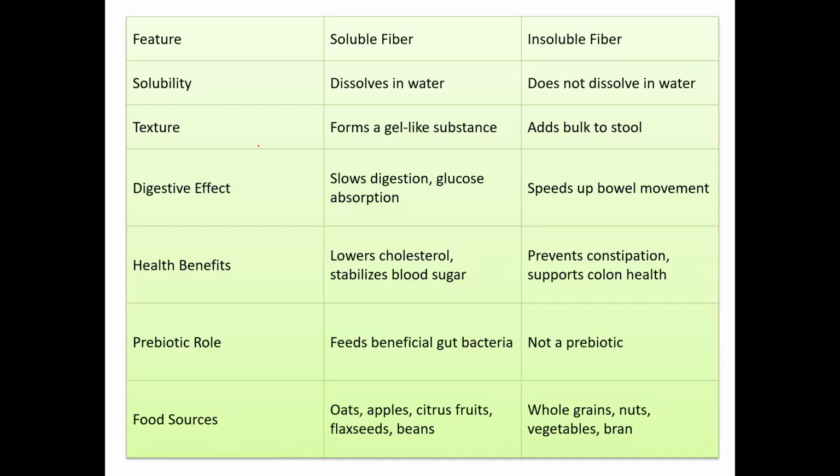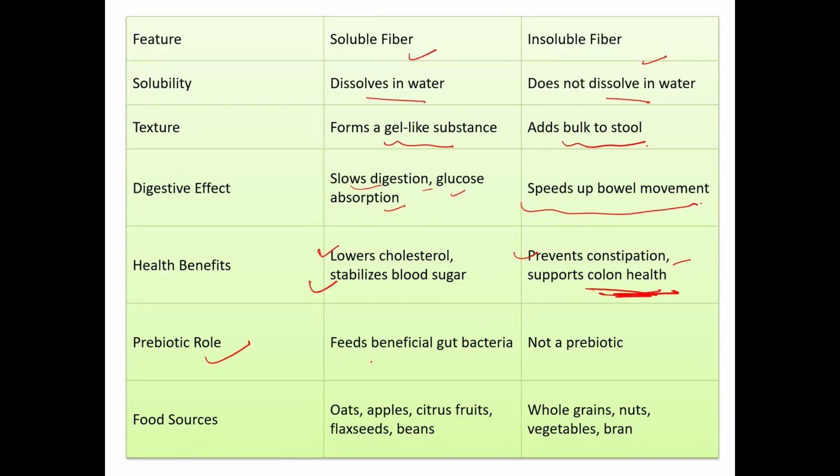Let's recap it. Soluble fiber, insoluble fiber. Solubility: one dissolves in water, the other does not. Texture: one is gel-like and the other adds bulk to stool. Soluble fiber slows digestion and glucose absorption, whereas insoluble fiber speeds up bowel movement in the intestine. Health benefit: soluble fiber lowers cholesterol level in the blood and stabilizes blood sugar. Insoluble fiber prevents constipation and controls colon health and the digestive tract.